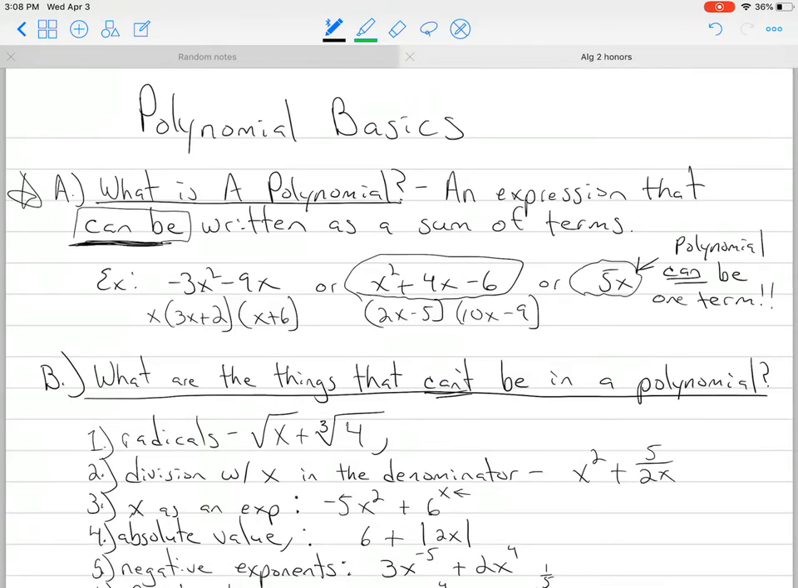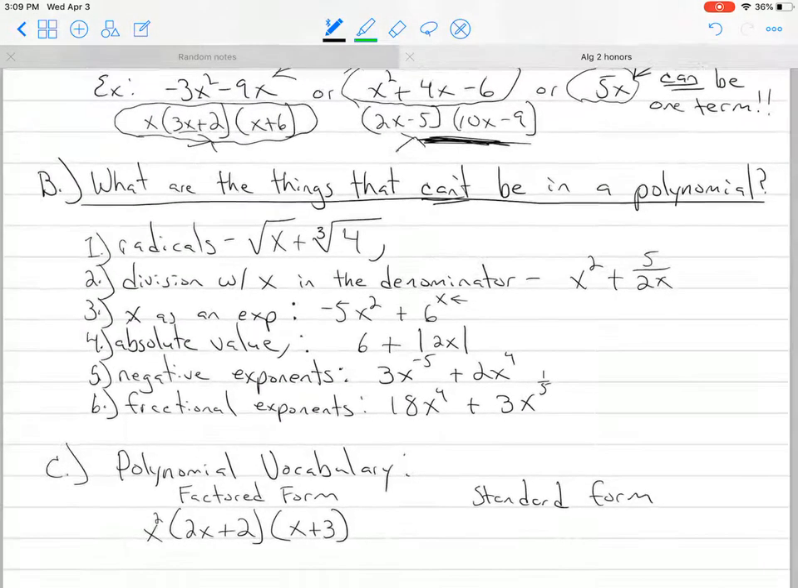But notice it says it can be written as a sum of terms because there's also this other form that you should be familiar with that we're going to talk about later, where it is factored, right? But these factors, if I multiply them out, it ends up looking like these terms that we begin with, okay? So this is an example of factored form right here. This is another example of factored form right here, okay? So polynomials can be in that factored form, but ultimately if you factor them out, they're going to be able to be written as a sum of terms.